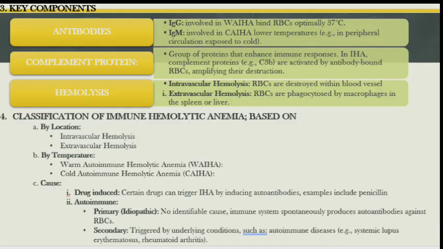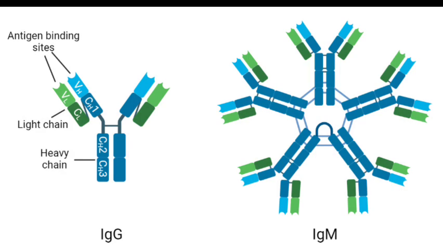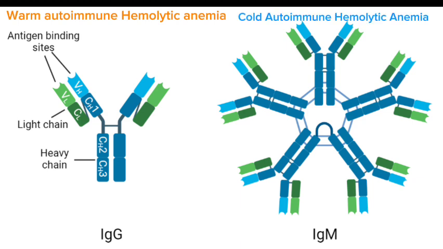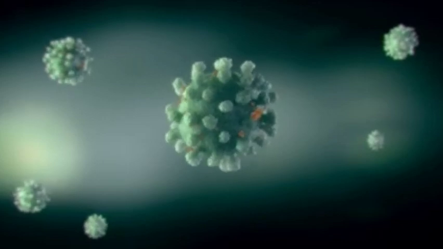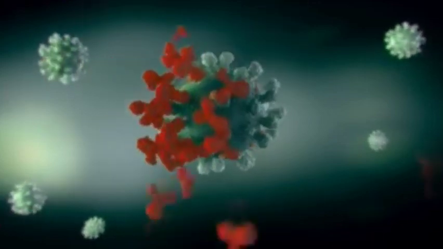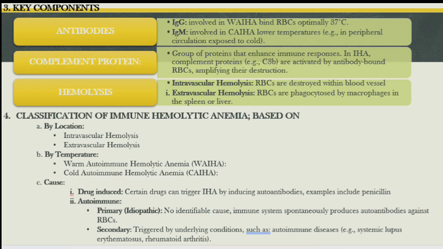Moving on to the key components involved in this disease. First up are the antibodies IgG and IgM. IgG is involved in warm autoimmune hemolytic anemia, whereas IgM is involved in cold autoimmune hemolytic anemia. The second key component is the complement proteins. This group of proteins enhances the immune response, and is activated by antibody-bound red blood cells, amplifying the destruction of these bound red blood cells. Lastly is hemolysis.